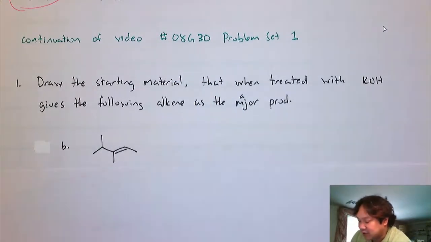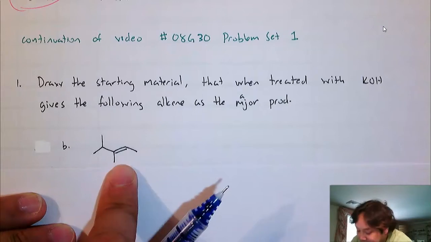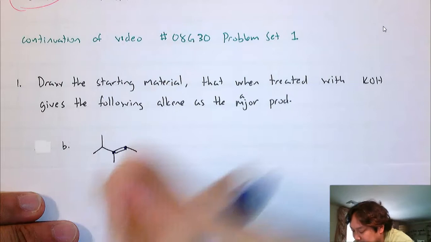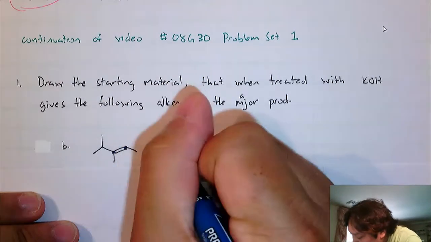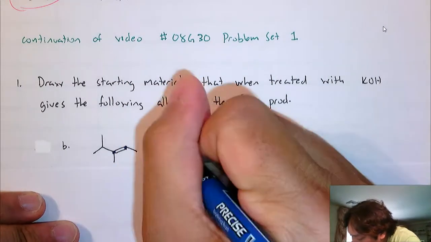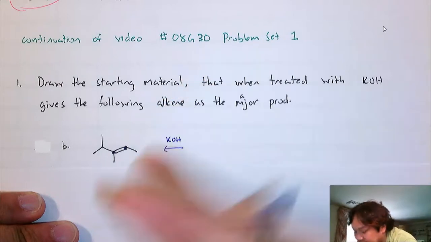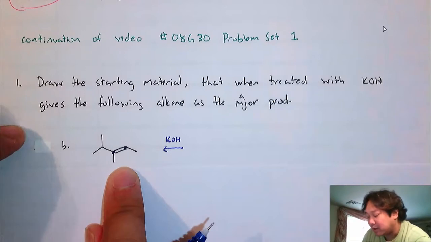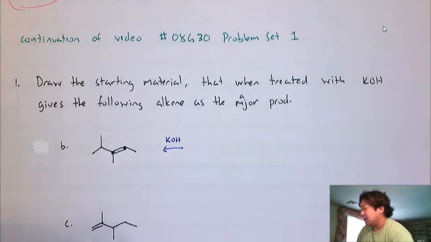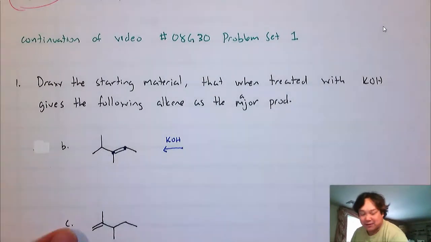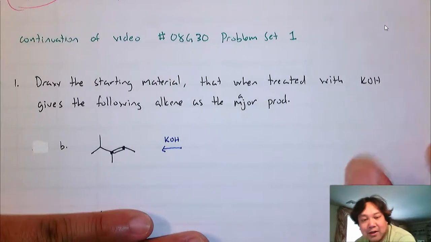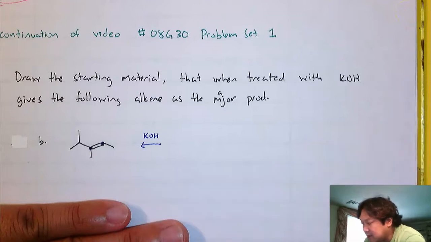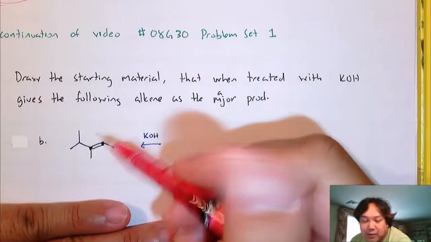And what was the strategy here? This is a product, and what they're really asking for is what kind of alkyl halide do I need to use when I treat with KOH. I give this as the major product. That's probably the key point. You want this to be the major product. And don't look at this. That's our next problem.